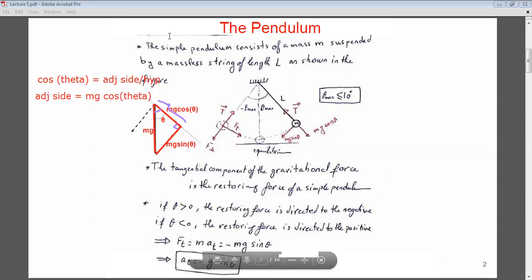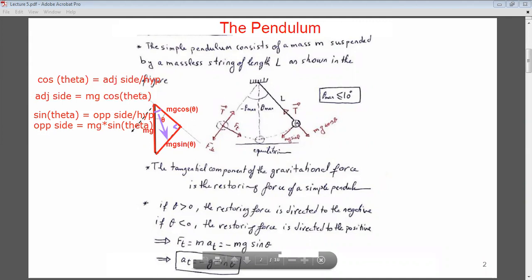Similarly, if I take the opposite side this time, sine theta is equal to the opposite side divided by the hypotenuse. So the opposite side is equal to the hypotenuse, which is mg, times sine of angle theta. And this is how we got that this side is mg sine theta.